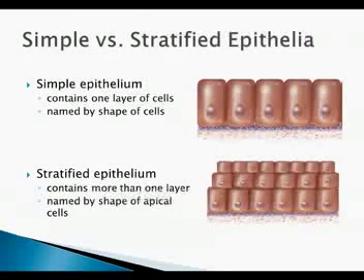If you look at the next one, you're going to define that shape by the apical cell. So the apical layer of cells is going to be the topmost or the outermost layer, right? And in this case, it's going to be stratified cuboidal, right? Because if you look at that top layer, that apical layer, they're cube-like.